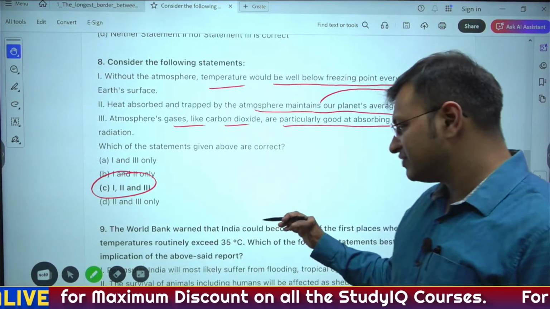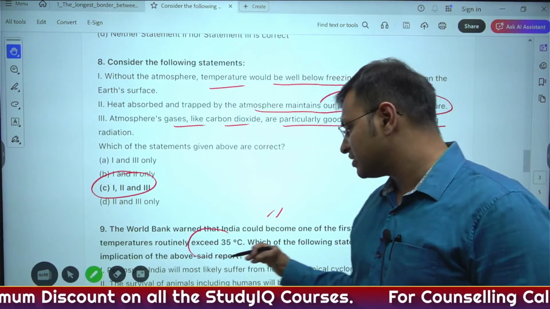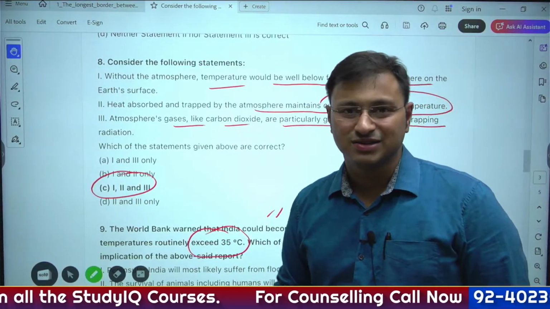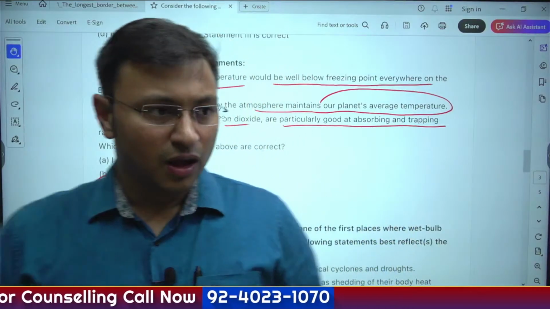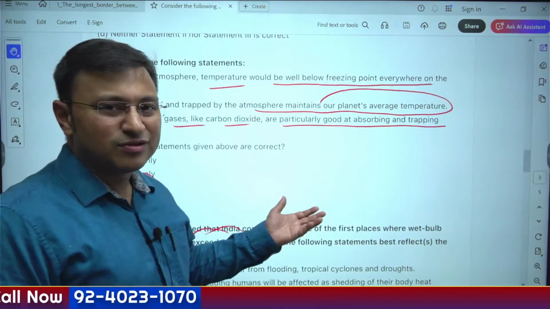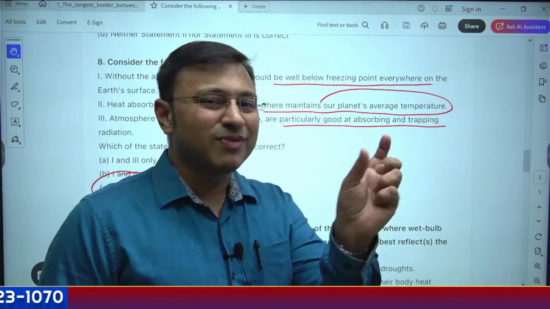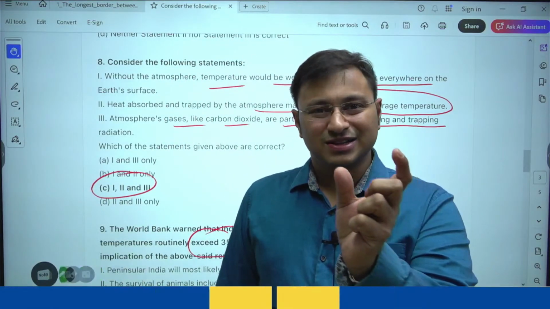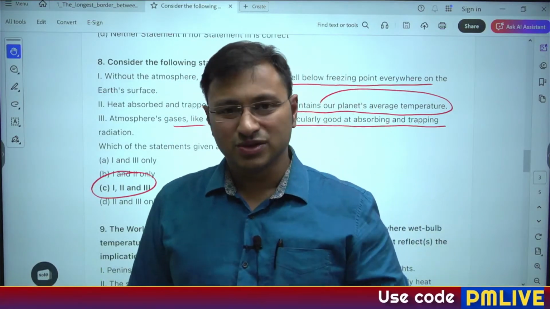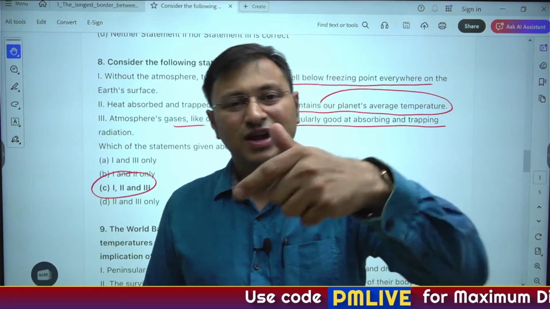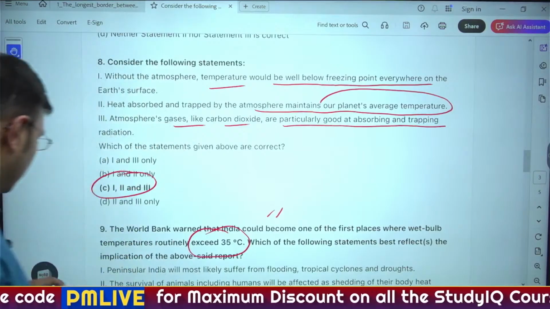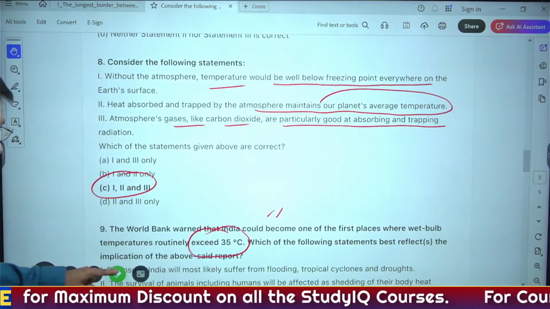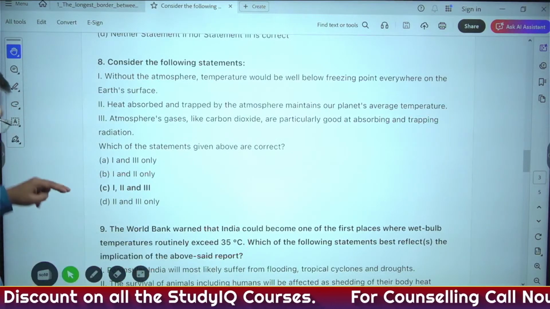Then the next question, which we discussed in the last class: wet bulb temperature routinely exceeding 35 degrees Celsius. How does it impact life? So if you see these 4 to 5 questions, these are based on only one part of climatology, which is the structure and composition of the atmosphere, understanding the temperature patterns and the pressure patterns resulting in winds. Then if I take you to one more question of this year only, 2025.